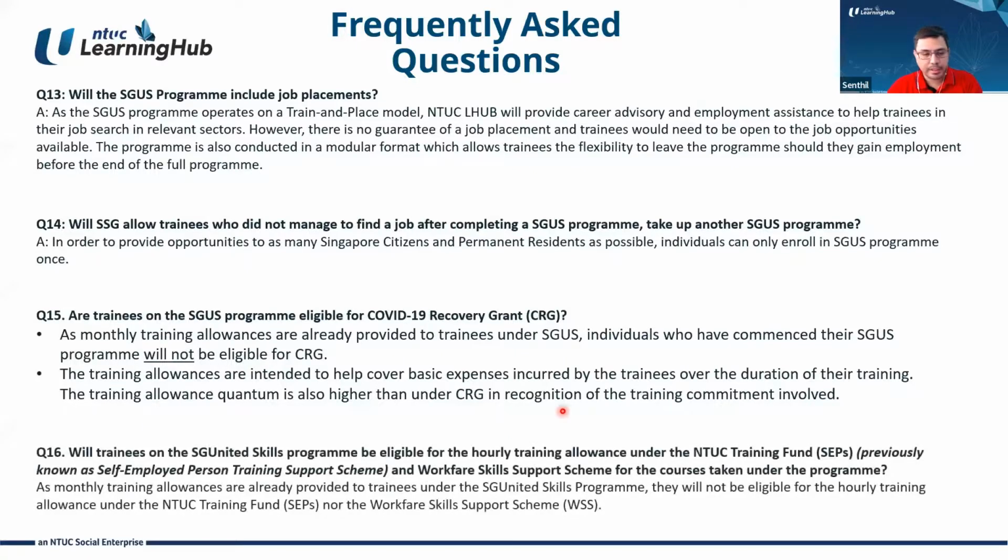Okay, the last question. Will trainees on the SGUnited Skills program be eligible for the hourly training allowance under the NTUC SEP or the Workfare Skills Support Scheme? Many of you may be familiar. If you attend some of the government subsidized courses, you may be eligible to claim additional funding for every hour of training that you invest. So the question here is, can I tap on the additional funding schemes like SEP or WSS? The answer is no. Because the government is giving a flat training allowance of $1,200 per month, participants cannot apply for any additional grant under the SEP scheme or WSS scheme.